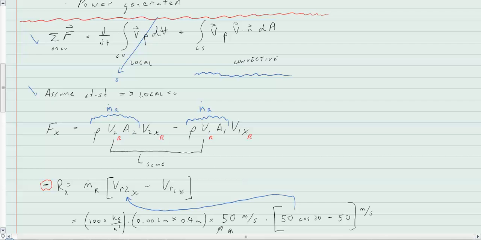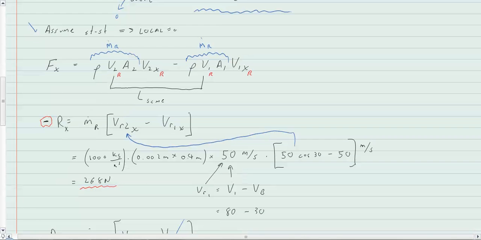We go from that decomposed format to a slightly simplified format, m_r, looking at VR2 in the x direction, VR1 in the x direction. What does VR2 mean? It means the relative velocity exiting in the x direction. VR1 means the relative velocity entering in the x direction. By entering and exiting, I mean relative to the moving control volume.